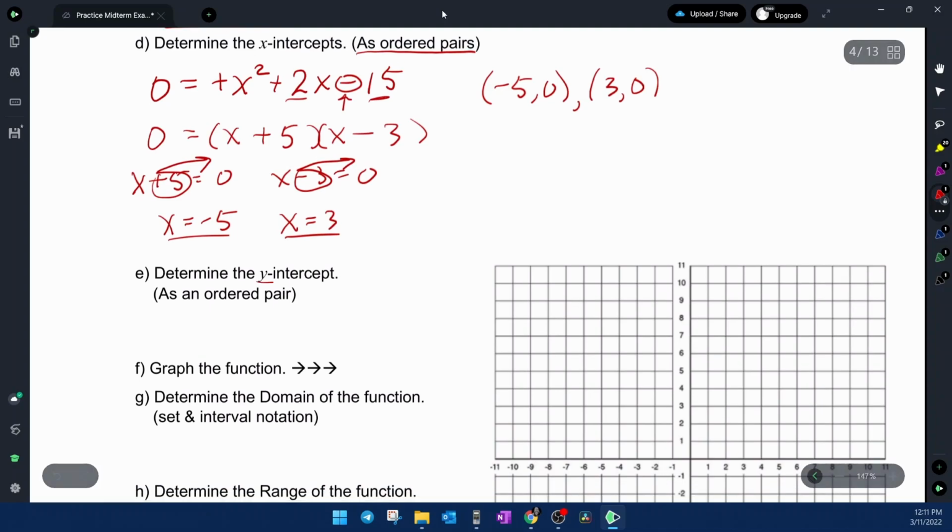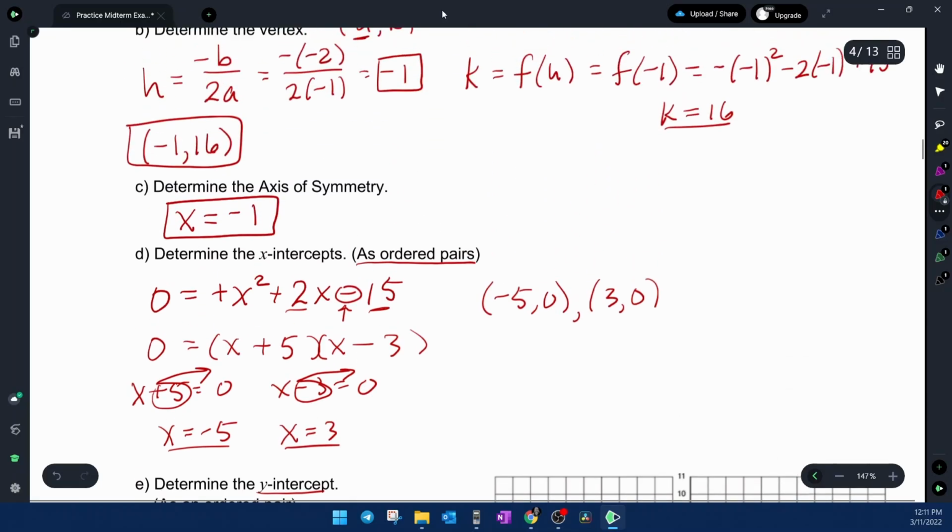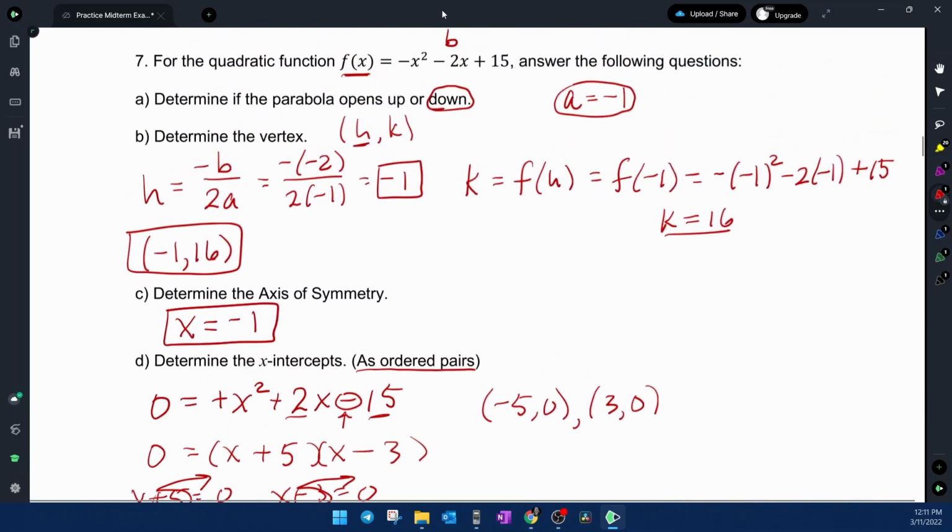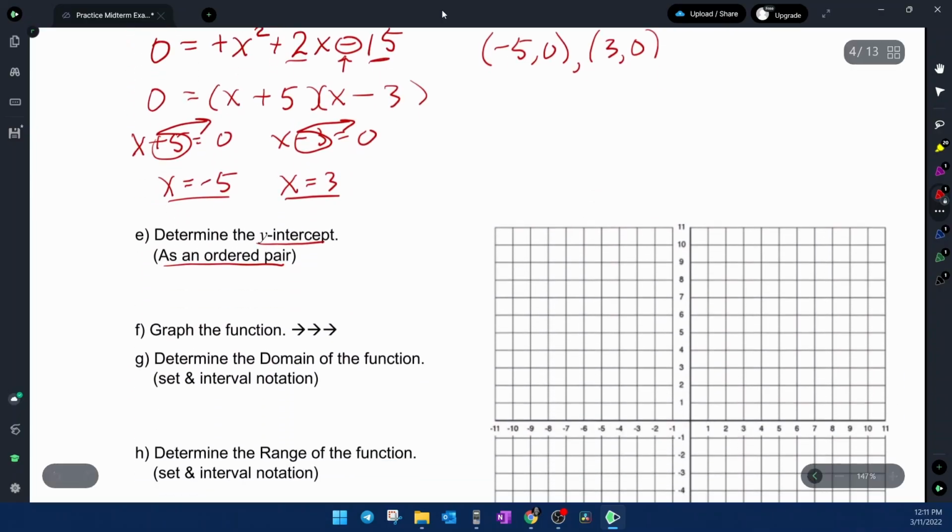Next, determine the y-intercept as an ordered pair. If we go back up to the function, the y-intercept is always at the constant. And so our y-intercept would be 0, 15.